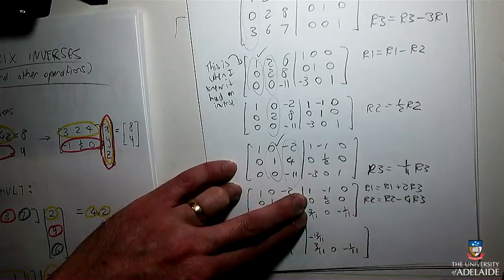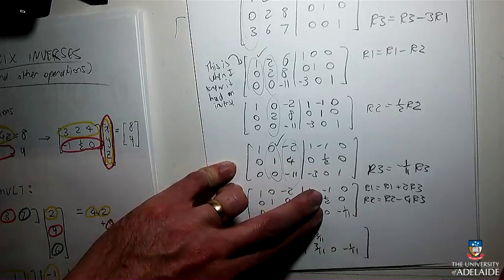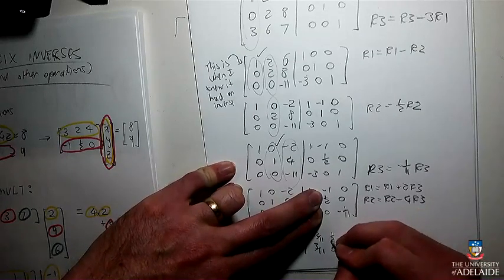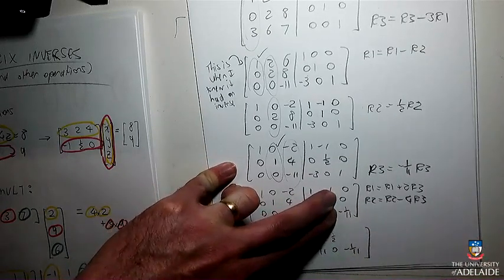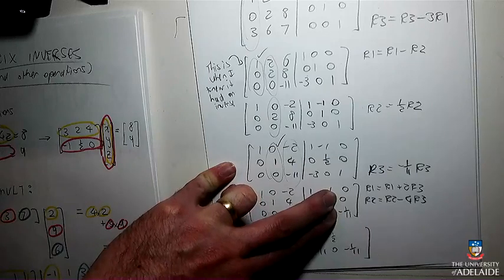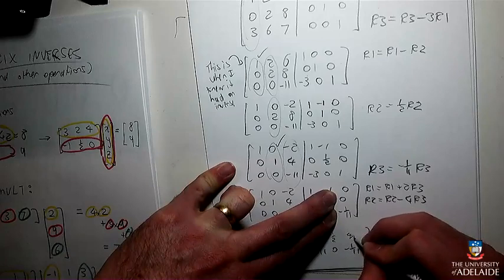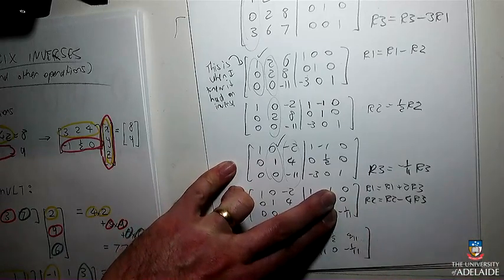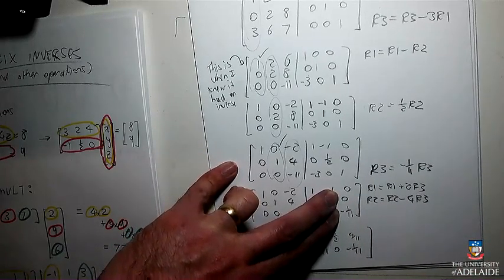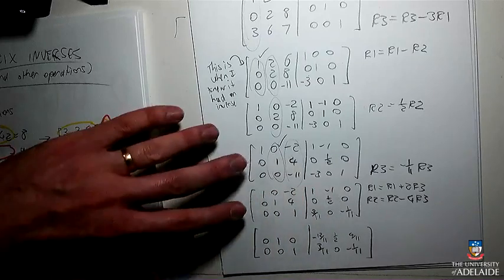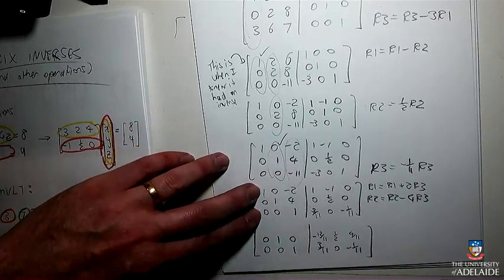Should have given myself more space. A half minus 4 lots of 0 is still a half. And 0 minus 4 lots of minus an eleventh is 0 plus 4 elevenths. They weren't too bad. Everything had zeros. It was very pleasant. Okay, now let's do the next one. Row 1 plus 2 of row 3.